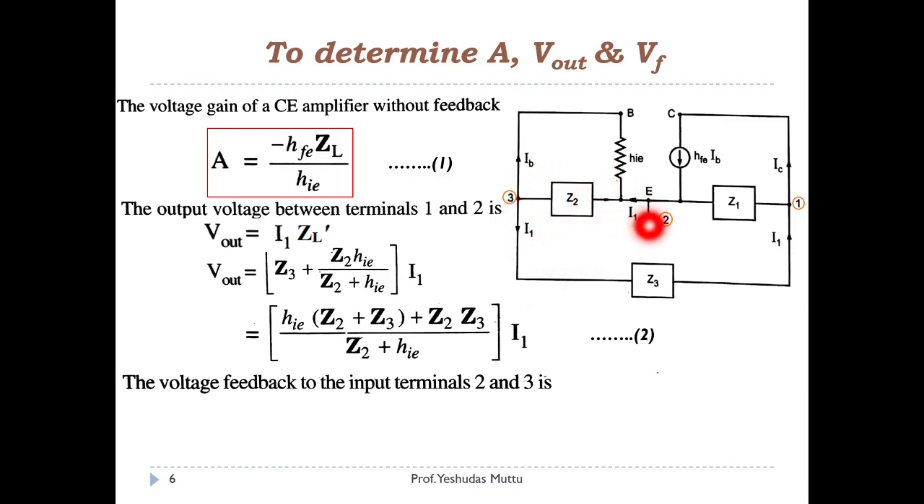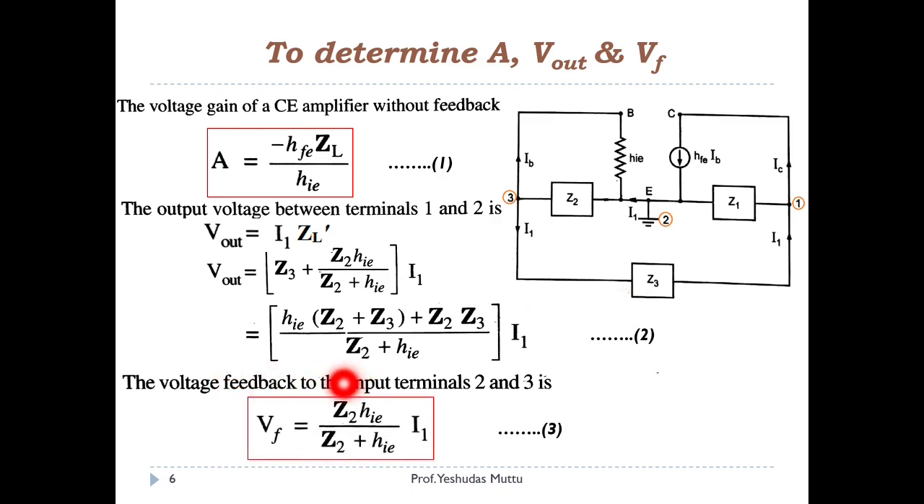Now how to find the voltage across this Z2? See, this current I1 is flowing over here. So the voltage over here, I can find Vf as this I1 multiplied by the parallel combination of this. It's the same, right, because this is a parallel combination. The voltage over here is going to be the same as the voltage over here. Because I1 is known to me, I am going to write Vf is equal to the parallel combination of Z2 and HIE, Z2 HIE upon Z2 plus HIE, into I1. Let me call this equation 3.